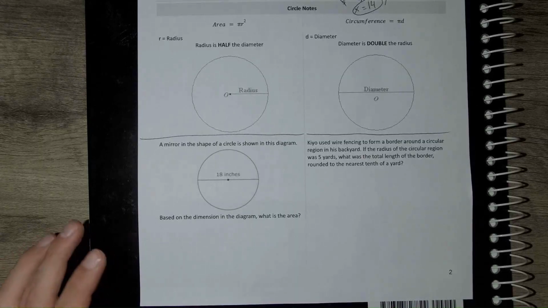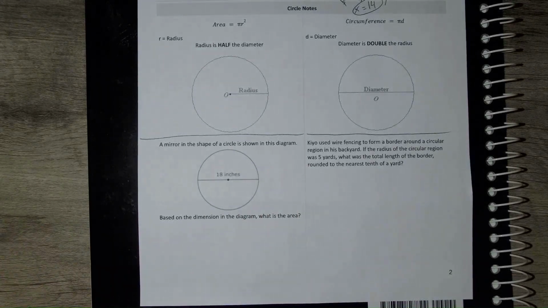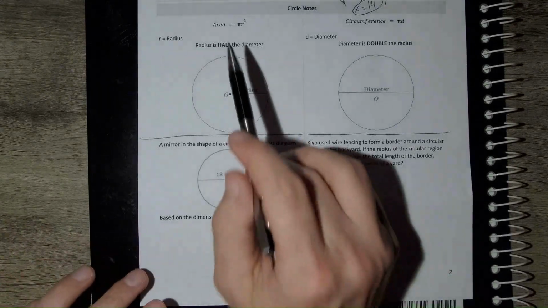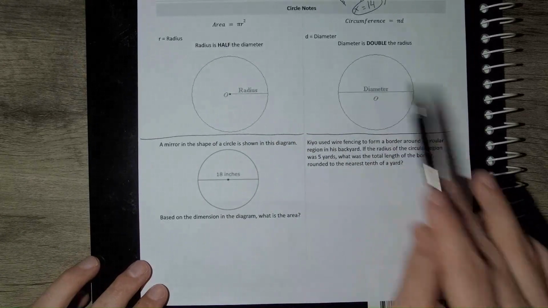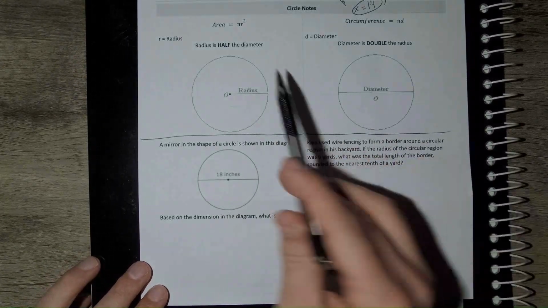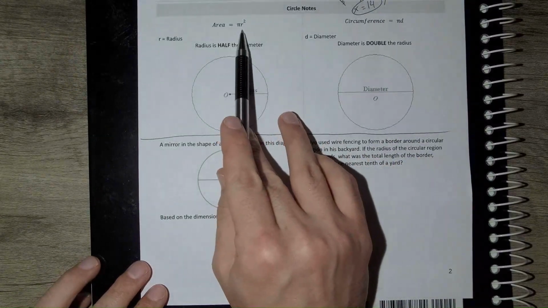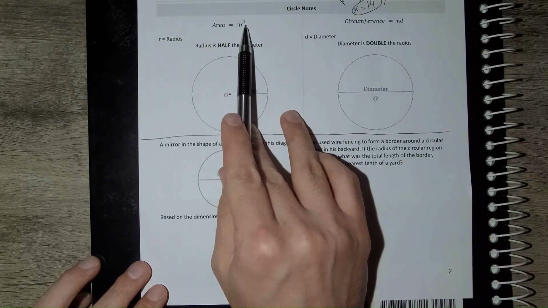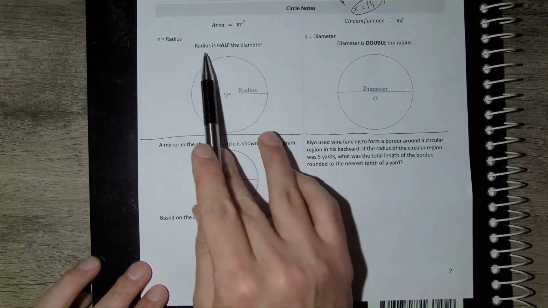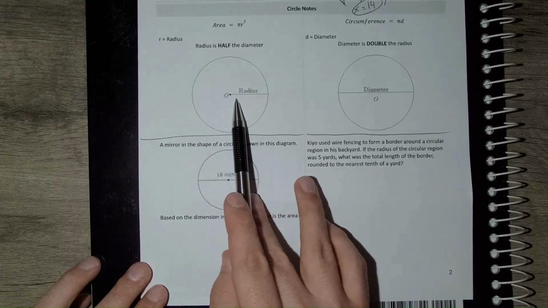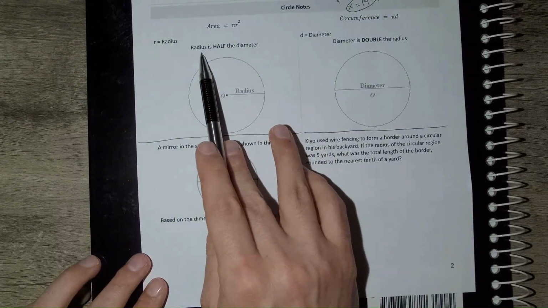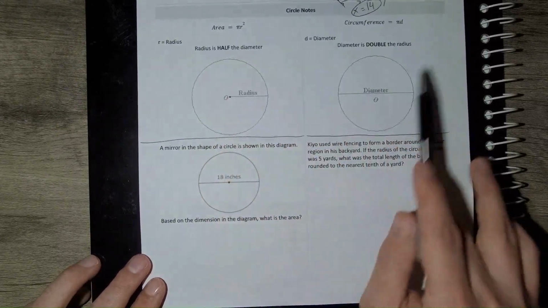Welcome here for example 3 and example 4. We have the area of a circle and the circumference of a circle. The area of a circle is pi times the radius to the second power. R is equal to radius. What we can see is a picture of a radius here, and what we know is a radius is half the diameter.